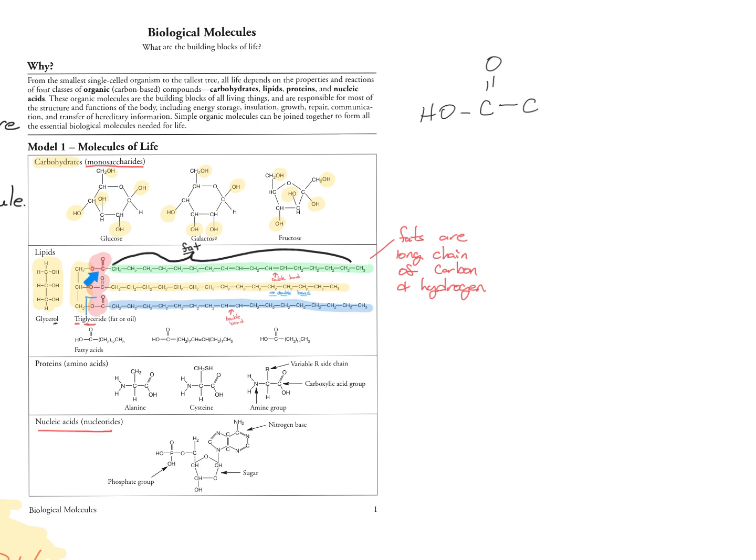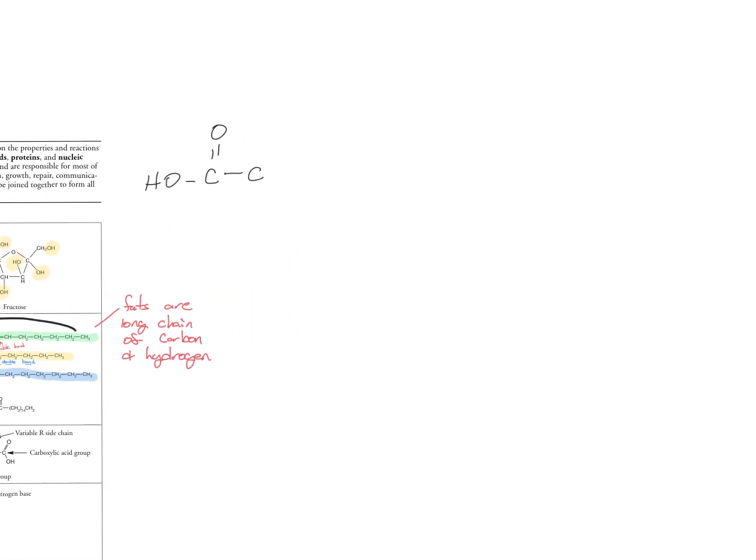1, 2, wait, let's count this one too. 1, 2, 3, 4, 5, 6, 7, 8, 9, 10, 11, 12, 13, 14, 15, 16, 17, 18. There's 18 carbons. So I'm just going to go ahead and draw them out. There's so many, I can't do 18, Mr. Miller. You can write 18 carbons.